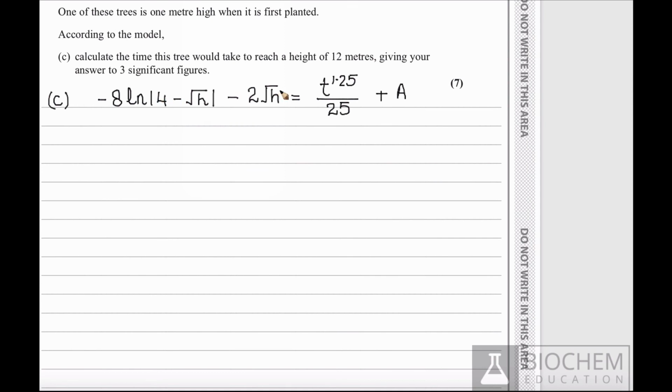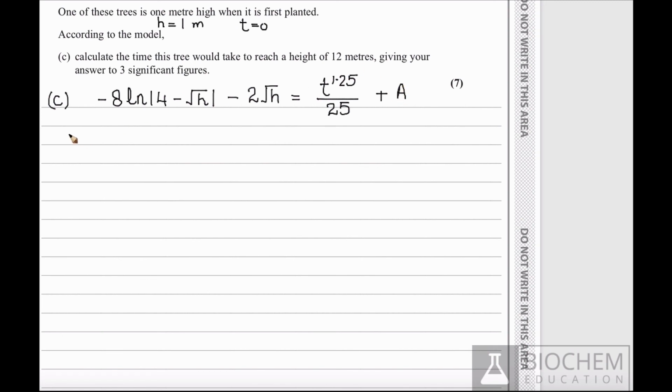Looking into the equation, we can see that we have three variables. One is h, the second one is t, and a constant. So in order to find the time in years when the h is 12 meters, we need to have a value of A. And we can use the fact that when t was equal to 0, the height of the tree, h, was 1 meter high. So we can use these two numbers to find A.